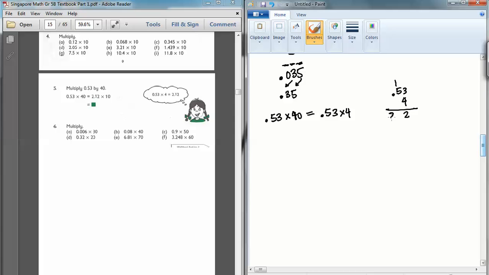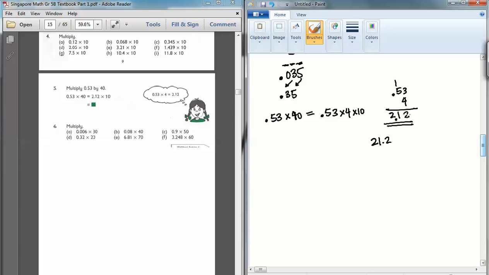That would be 21. And then I have 2 decimal places over here, so I would just put the 2 decimal places over here. But I wasn't supposed to multiply it by 4, I was supposed to multiply it by 10. Or I mean 40, actually, so it would be 4 and 10. So all I got to do is multiply this number by 10. Well, multiplying by 10 is easy. You just go 21.2, because you moved that decimal place one time to the right.